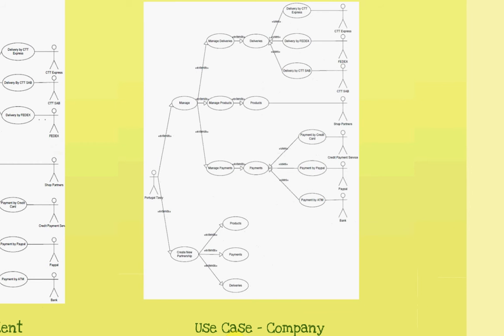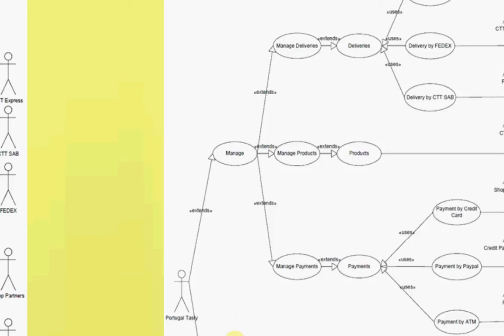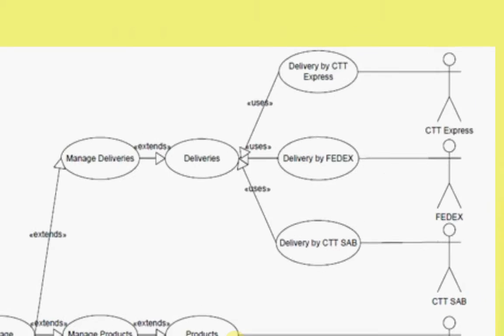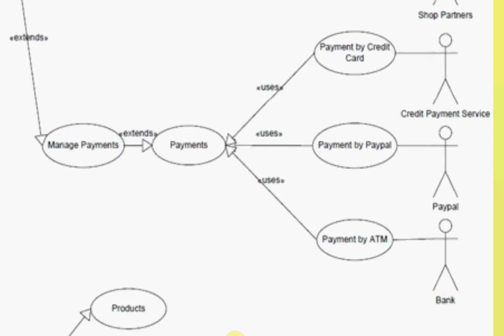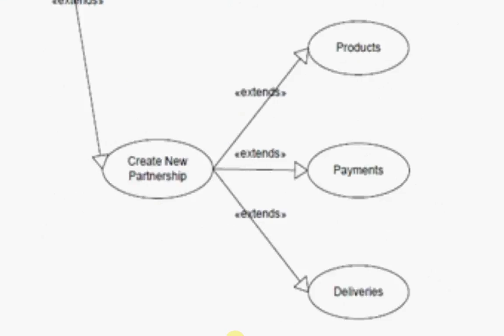Next, we have the use case of our company. This is practically the same, but we manage the information that we have. We manage the deliveries, the products, and finally the payments. We can also make a new partnership with products, payment, and delivery partners.